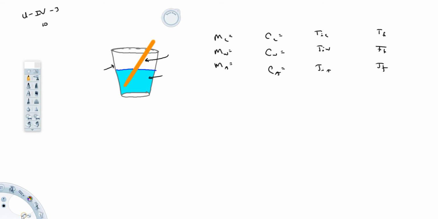So what's going to happen here is we're going to have a heat transfer from the copper to the water and from the copper to the aluminum. Well, if we took the heat transfer for the copper plus the heat transfer for the aluminum plus the heat transfer for the water, these should all add to zero.